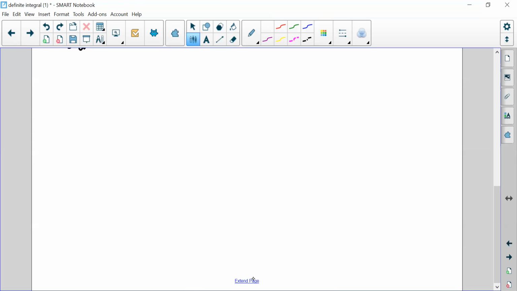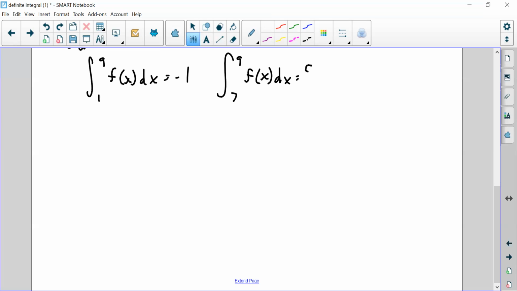Okay, so here's how this will usually show up in textbooks and stuff that you're working with. Let's say I'm given the integral from 1 to 9 of f of x dx. We know that area is -1. And we know the integral from 7 to 9 of f of x dx is equal to 5. And I know the integral from 7 to 9 of h of x dx is equal to 4. So that's all I know about f of x and h of x. And then you'll be asked to find some certain values.